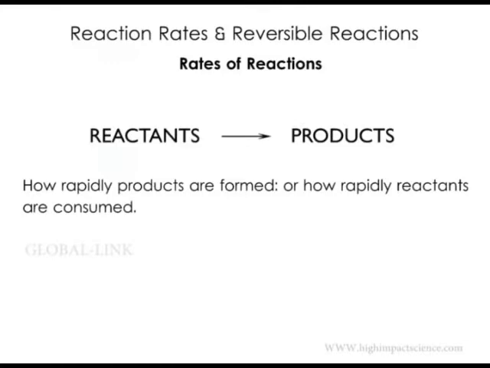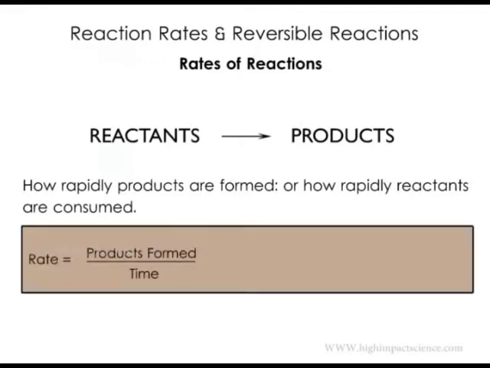So mathematically, the rate of a reaction is equal to the amount of product formed over time or the amount of reactants used over time. So if we want to know the rate of a reaction, we can either measure how much the reactants disappear per unit time or how much product is formed per unit time.